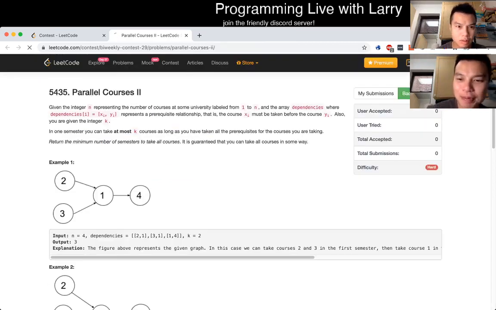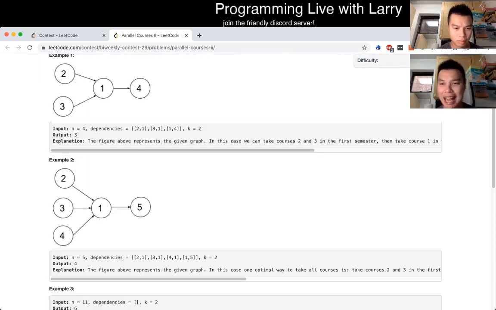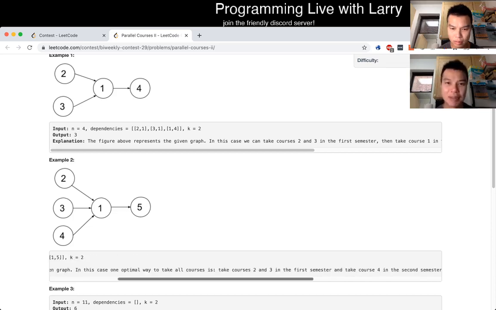Parallel Courses II. Q4. So, what is there to say about this one? When I first read this, I was like, okay, I think I understand the problem. And I scrolled down. When I first saw this, I didn't know how to solve it per se.